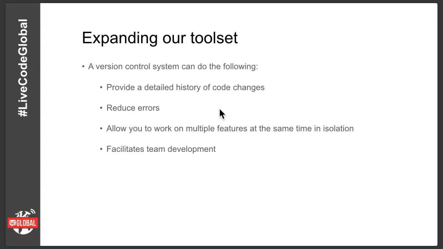Third, a version control system allows you to work on multiple features at the same time in isolation. An example of what I'm talking about is I recently implemented TSNet into my ScreenSteps application. That touched a lot of points in my app, and I needed to do a lot of testing to make sure it was working how I wanted it to work.